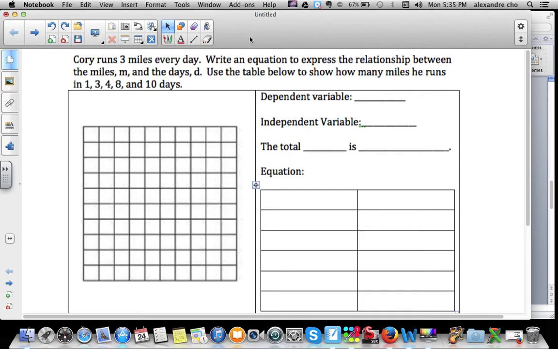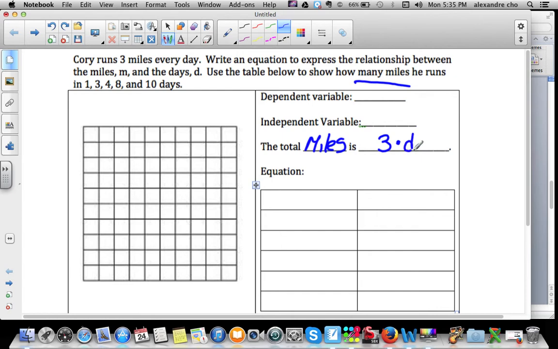We want to find out. It says here in the question how many miles he runs. So that tells you what we're looking for. We're at the sentence here. We want to fill that sentence up. We're going to find the total miles because that's what we want, not the total days. To find out how many miles he's run, you're going to take 3, and you're going to multiply by the number of days.